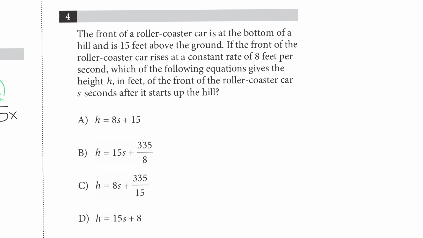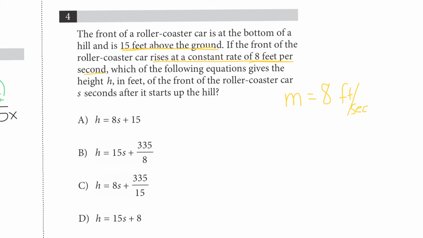Okay, problem number 4, we have a problem that states the front of a roller coaster car is at the bottom of a hill and is 15 feet above ground. So we have to have 15 feet above ground. If the front of the roller coaster car rises at a constant rate of 8 feet per second. So if it rises at a constant rate, that tells me the slope here, m, is going to be 8 feet per second. So we have 8 feet per second.